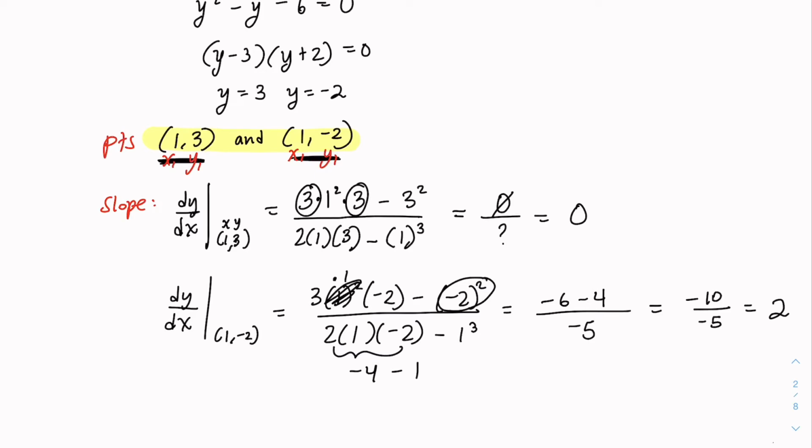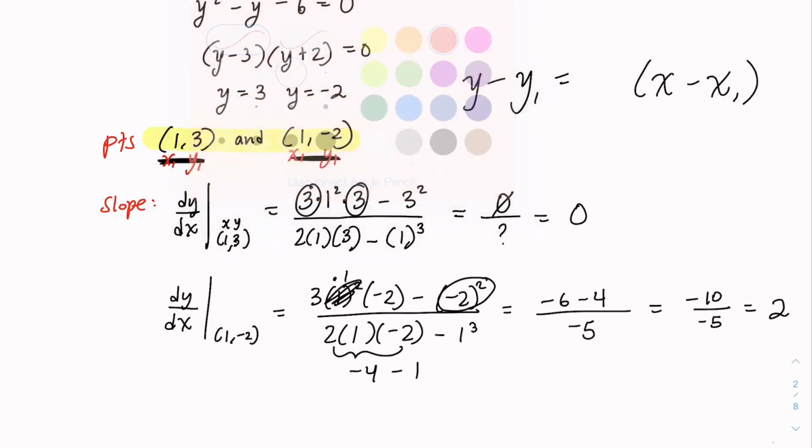Now that's great. I have my slope, I have my point, so I have everything I need for a tangent line. Let's remember our formula. Once again, it's y minus y1 equals m times x minus x1. But instead of m, we're really plugging in the derivative. Right? They're the same thing. The derivative is a slope.